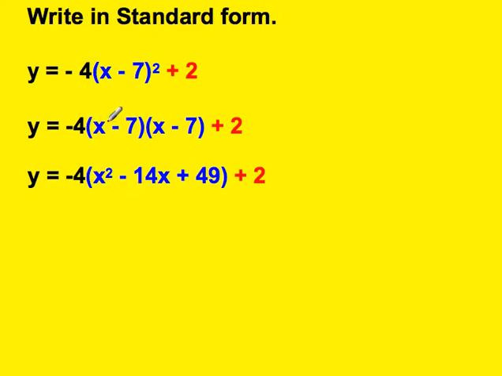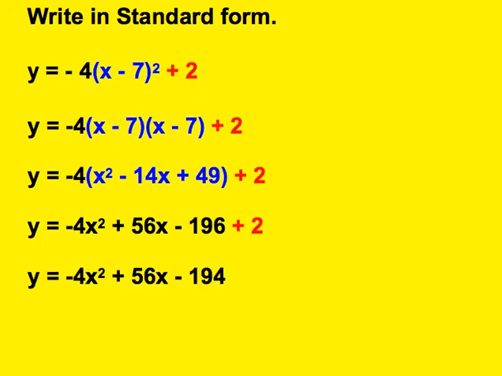And that minus 14x comes from the outside and the inside of FOIL. -7x minus another 7x gives me this -14x. Now we multiply everything by that -4. So we distribute the -4, but then we still have that plus 2 hanging out at the end. So when I take 196 plus 2, that's going to leave me with the minus 194 at the end. So that would be writing it in standard form. Standard form looks like ax squared plus bx plus c.